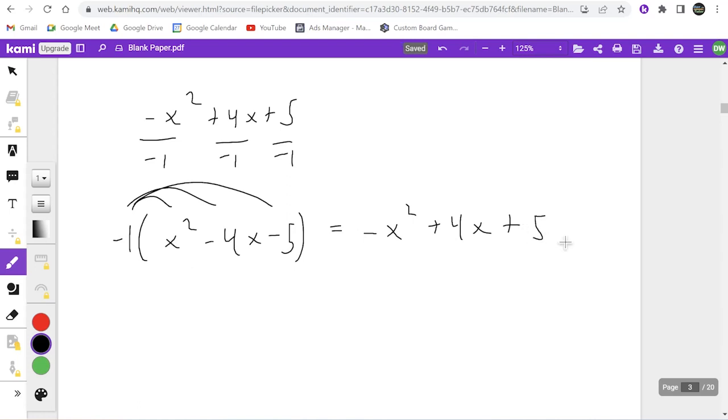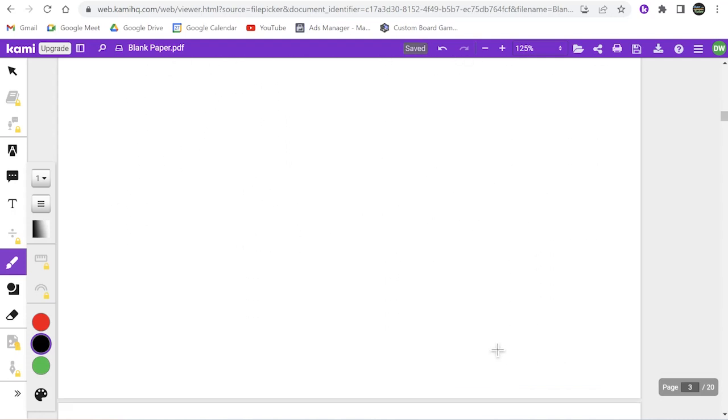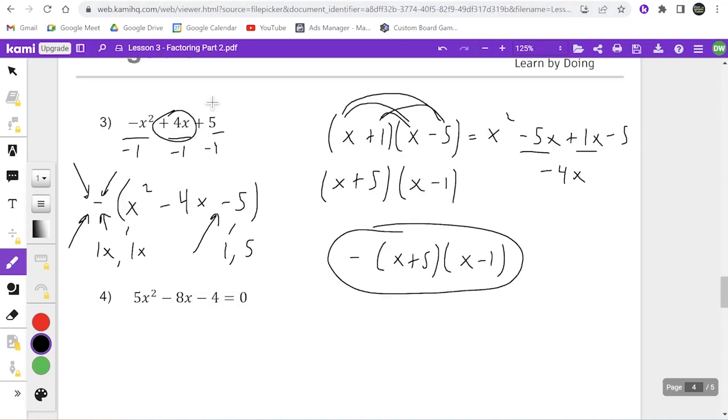Oh, got it. Yep. And by the way, this has a name. This is called GCF. In other words, greatest common factor. And what was the factor? The factor was negative 1 that we pulled out. Got it. That makes a little bit more sense. Glad to hear it. Again, you just have to practice. You will get it eventually. Don't worry. Okay. So that's it for number 3.